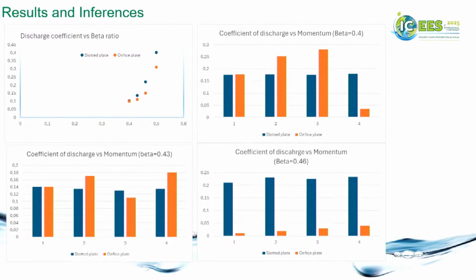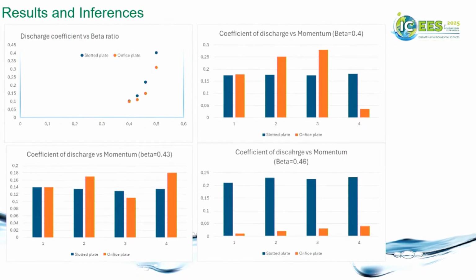The plot of discharge coefficient versus beta ratio shows clearly that the slotted plates have much better performance. Normally the beta ratio ranges between 0 and 1, and the higher the number, the better the energy recovery and the flow recovery. So we see clearly that for the slotted plates, the performance is much better than the orifice plate.